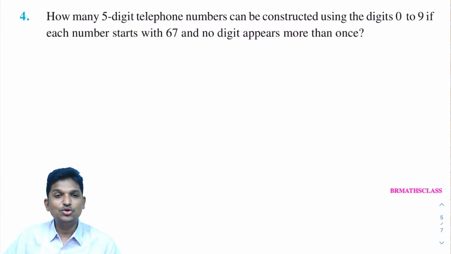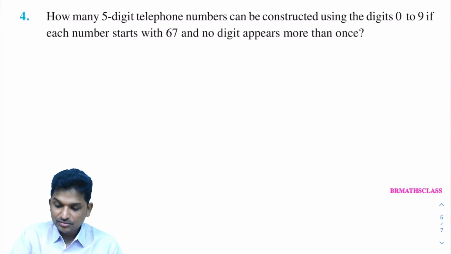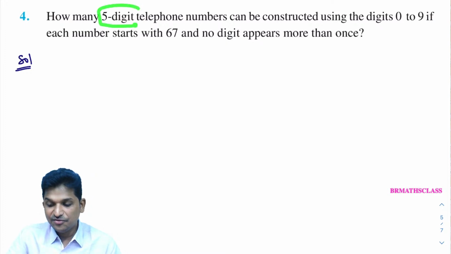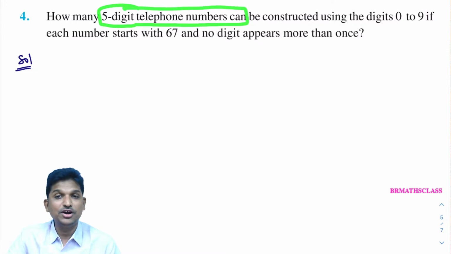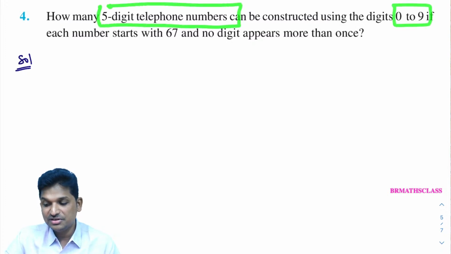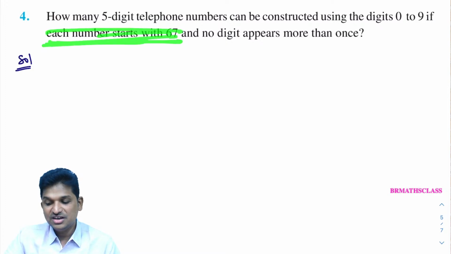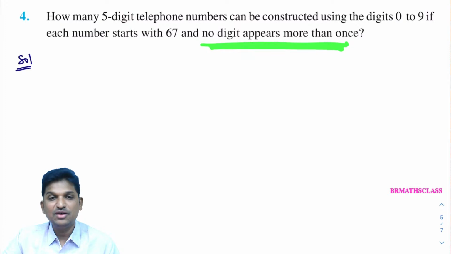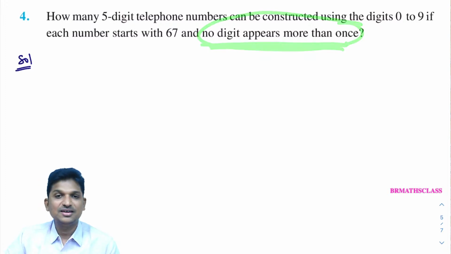Yes. Now we'll move to question number 4. All of you see question number 4. First, we'll try to understand what they gave. How many 5-digit telephone numbers can be constructed using the digits 0 to 9 if each number starts with 67 and no digit appears more than once? No digit appears more than once means repetition is allowed or not allowed? That means repetition is not allowed. Okay.